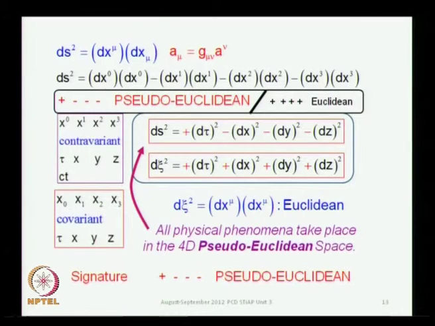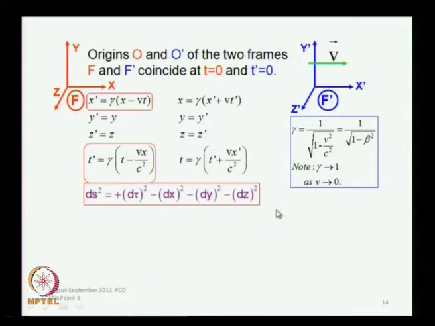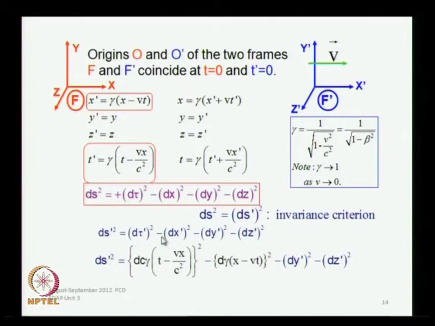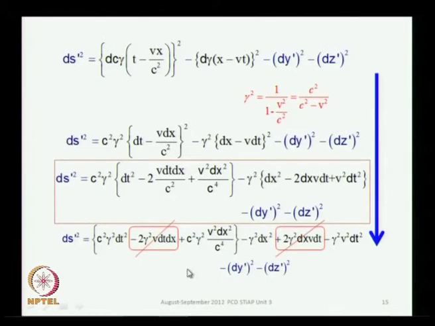Now, this is the signature of the pseudo Euclidean space, and what you can do is look at this invariance criterion, because we expect, if our contention is correct, that ds square must be exactly equal to ds prime square. We can very easily verify this by subjecting t prime, x prime, y prime, z prime to the Lorentz transformations, plugging in the corresponding substitutes, and doing some simple analysis, which I will not spend any time on working out for you.